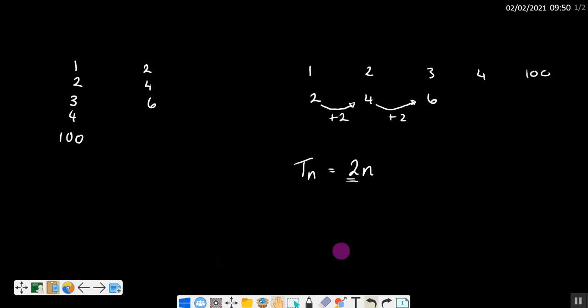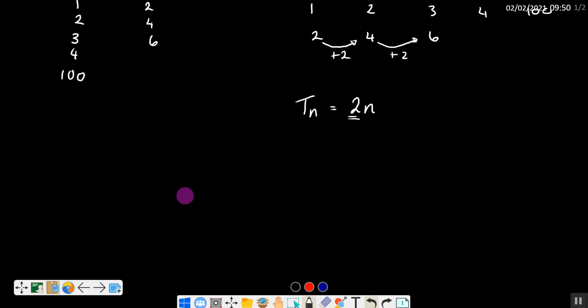Let's do C as well. All right. Let me just write it. So we've got 1, 2, 3, 4, and 100. And we've got 6, 7, 8. Now, again, let me rewrite them as 1, 2, 3, 4, and 100. And we've got 6, 7, 8. Lots of hands gone up. Kieran, what did you notice?